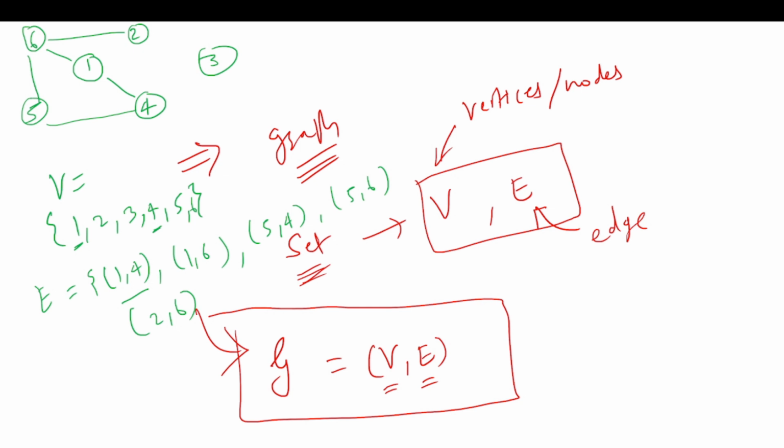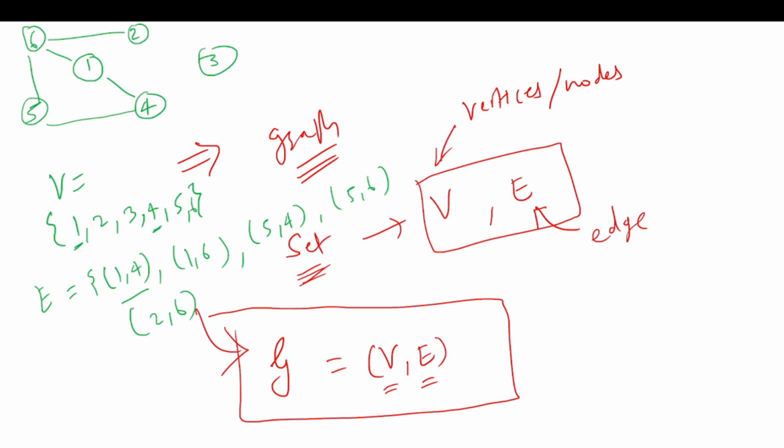So in simple words, we can say a graph is an ordered pair, where G represents the graph, V represents vertices or nodes, and E represents the edges. So a graph is an ordered pair that comprises a set of vertices or nodes, and a collection of pairs of vertices from V, known as the edges of the graph, correct?